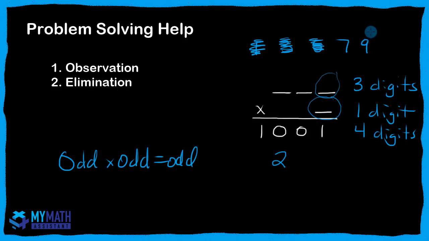The same rule applies for 9. So if I multiply a number by 9, then when I add up all the digits of the resulting product, those digits should also add up to something that's divisible by 9. Well, 2 is not divisible by 9. Therefore, I can eliminate 9.